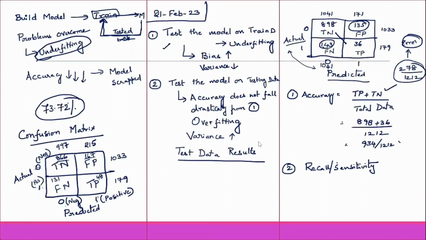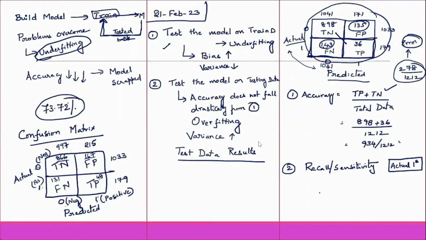Okay, recall or sensitivity. What are we saying in this recall or sensitivity? We don't look at the entire data. Our focus is only on the events. So the events are the actual ones: the actual default that has happened, the actual fraud that has happened. So we are talking about the actual defaults.